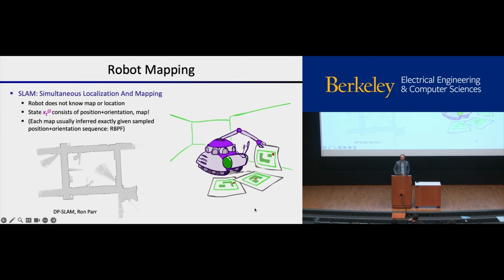Okay, here's an example of this particle filtering method. Simultaneous localization and mapping. The robot doesn't know the map or the location, and the state consists of three things: the position of the robot, the orientation of the robot, and the map. All of these are unknown.